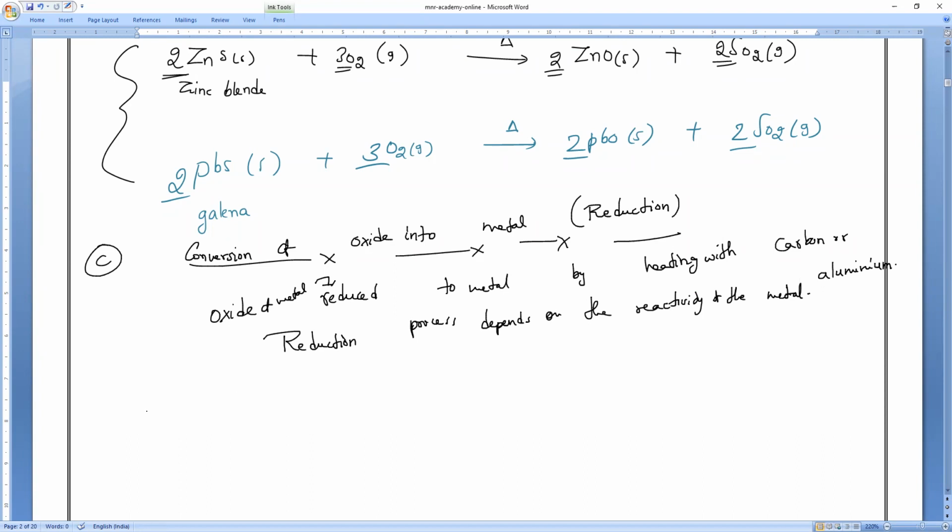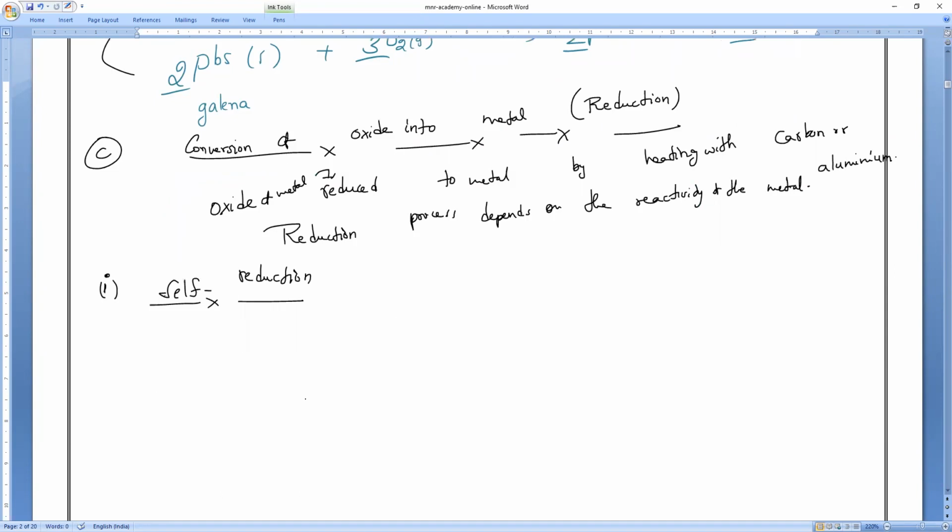So now, first one, based upon the reactivity, self-reduction. Self-reduction means automatically, by themselves, they will start reducing when heated. We can say it is like auto reduction. So the oxides of less electropositive elements mainly. What do you mean by less electropositive elements? Can anybody tell me? More reactive metals or less reactive metals?